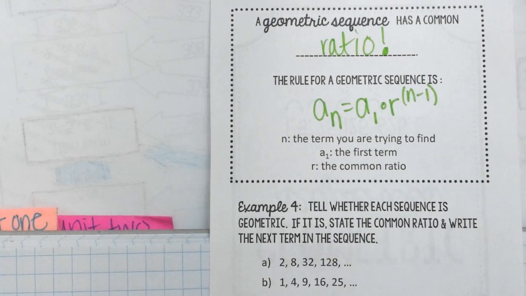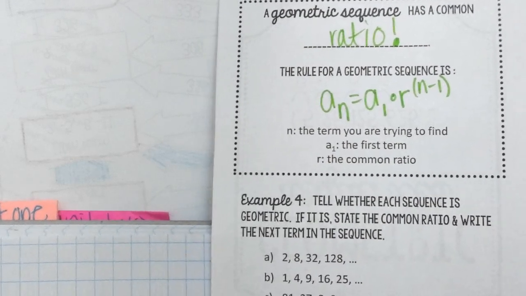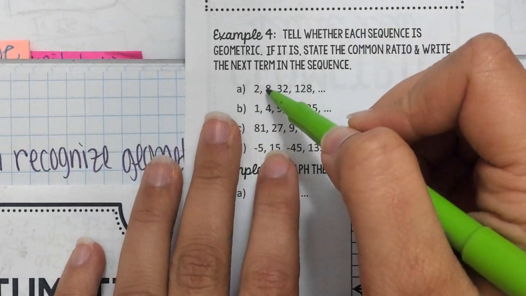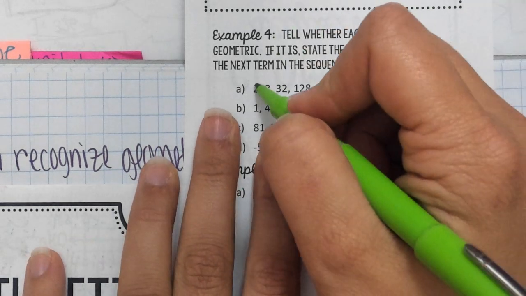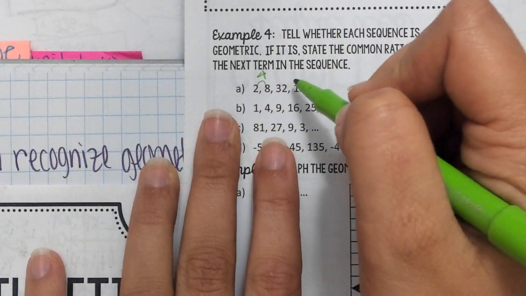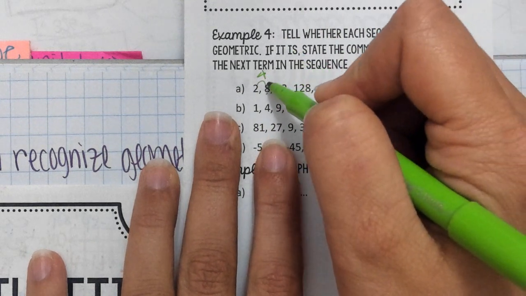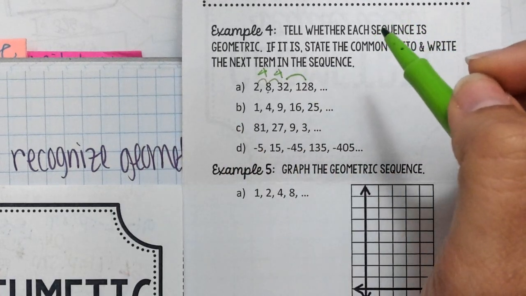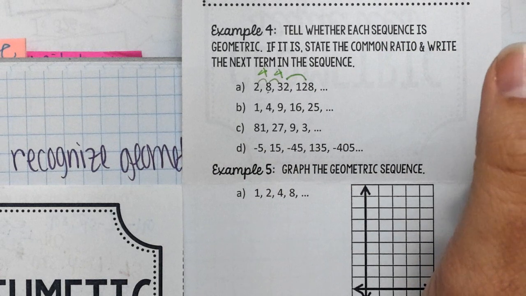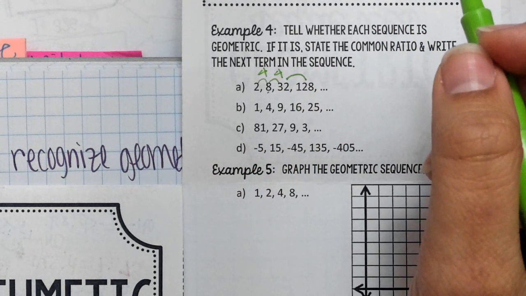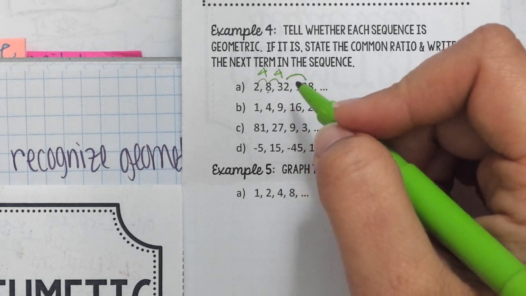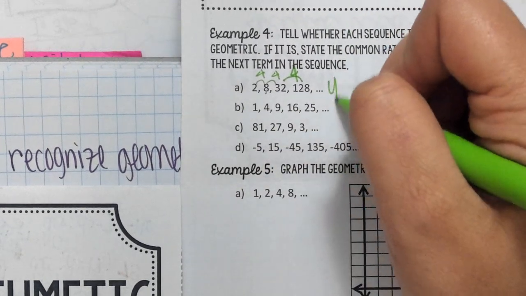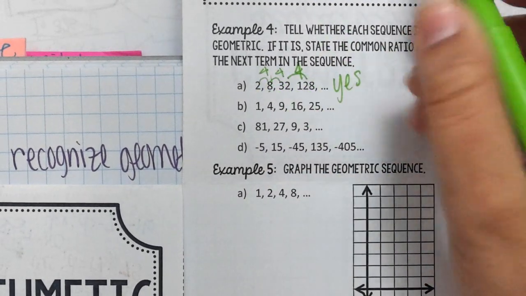Alright. So what we're going to do in example 4 is figure out if it's a geometric sequence or not. The way you do that is you divide. So let's look at A together. First, you need to do 8 divided by 2. What is 8 divided by 2? 4. Then you do 32 divided by 8, and that's 4. Now in your calculators, do 128 divided by 32. Please don't yell it out. Just take a moment and divide. 4. Good. So is this a geometric sequence? Yes, it is, because you divide and you get the same number every time.